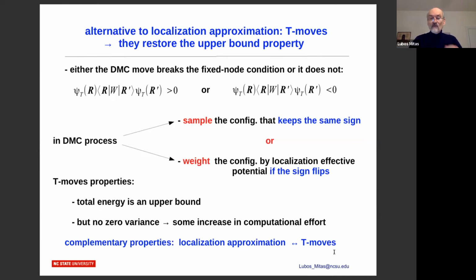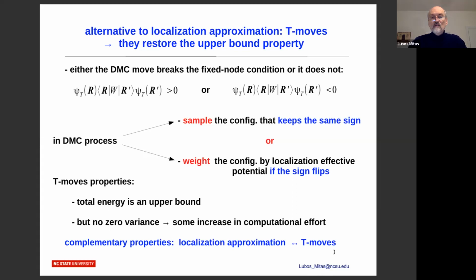But if you are interested in being really on the side of the variational total energy, then the T-moves are the way to go. It has also some additional advantages in stabilizing the calculations.